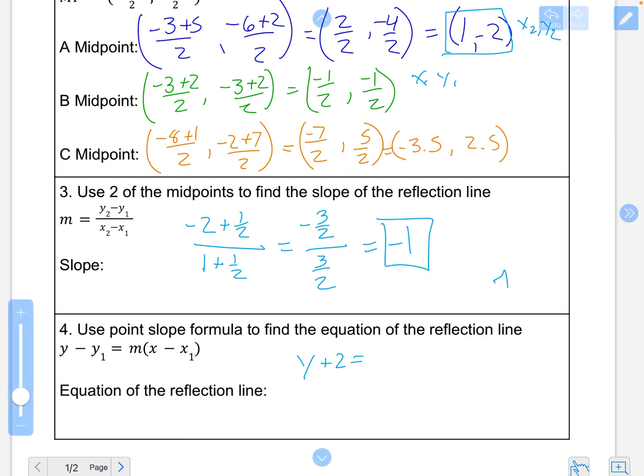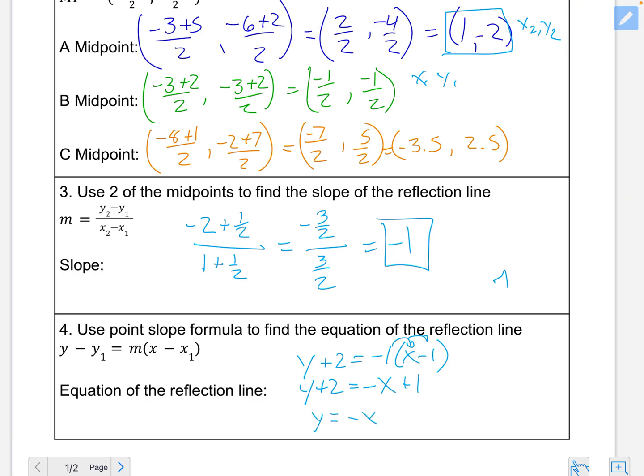y plus 2 equals -1, x minus 1. So my first step is I need to distribute the negative 1. So y plus 2 equals a negative x plus 1. I need to subtract the 2, so y equals a negative x minus 1.